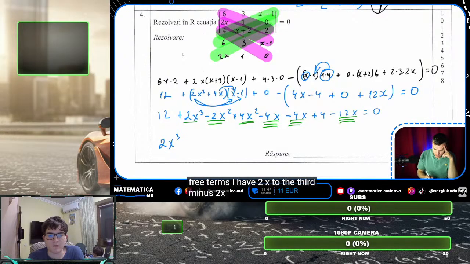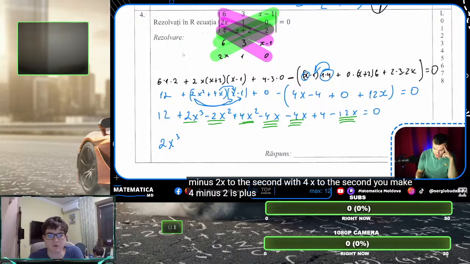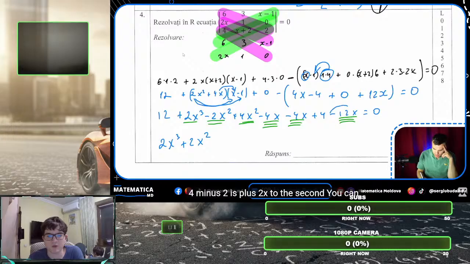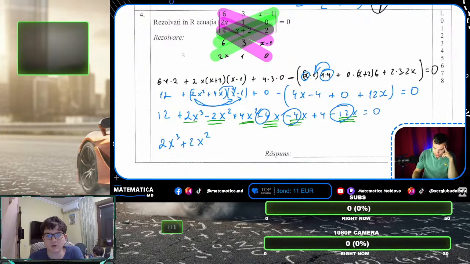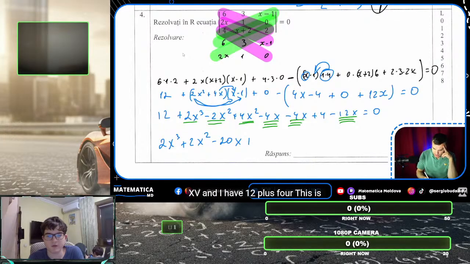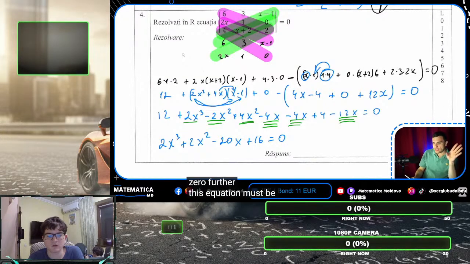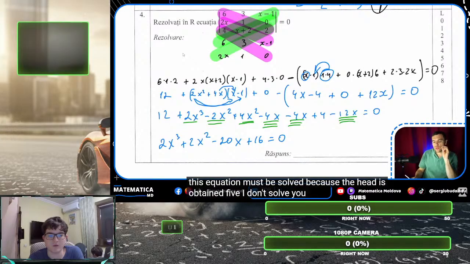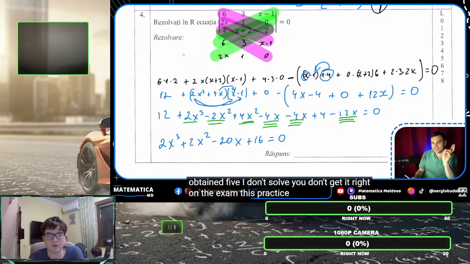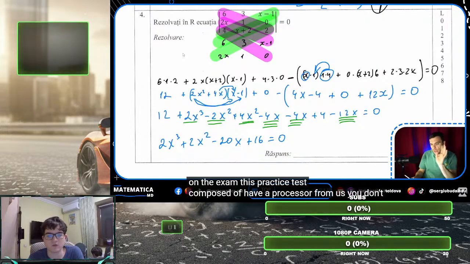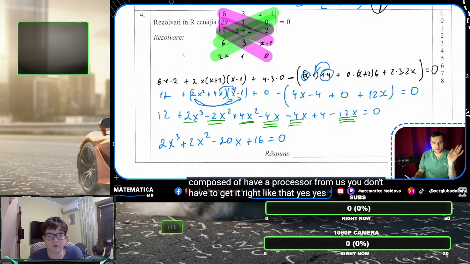2x third power. So essentially there we have plus 2x second power. Now we have minus 20x, right? Because minus 8 minus 12. And lastly, we got a 12 and a 4, so that's plus 16 equal to 0. Now we cannot do this as a quadratic because we have the third power at the beginning, so we're gonna have to do it slightly differently.